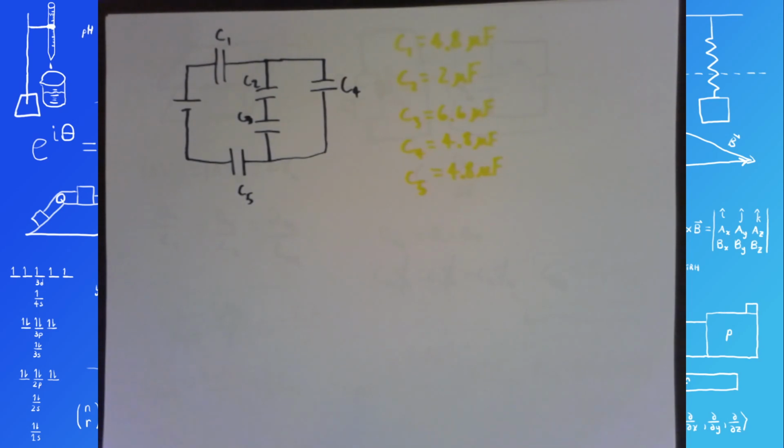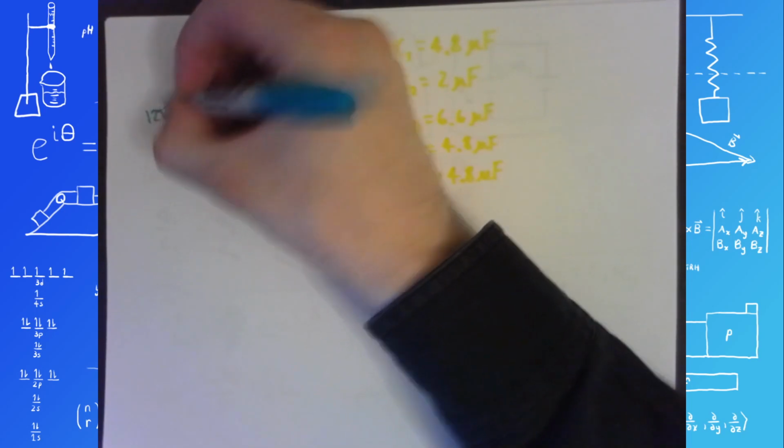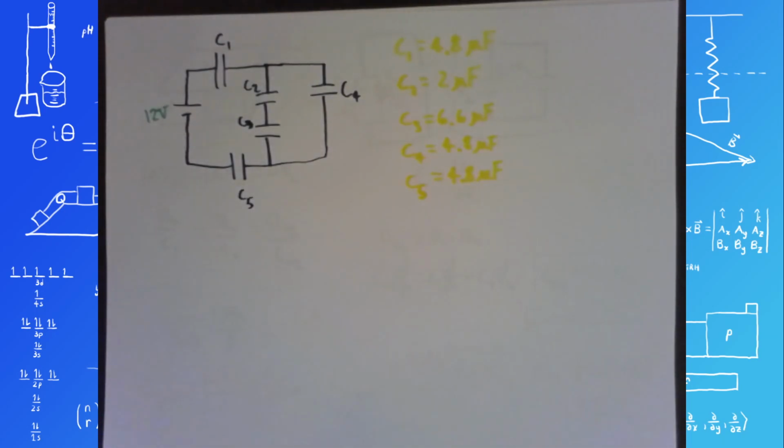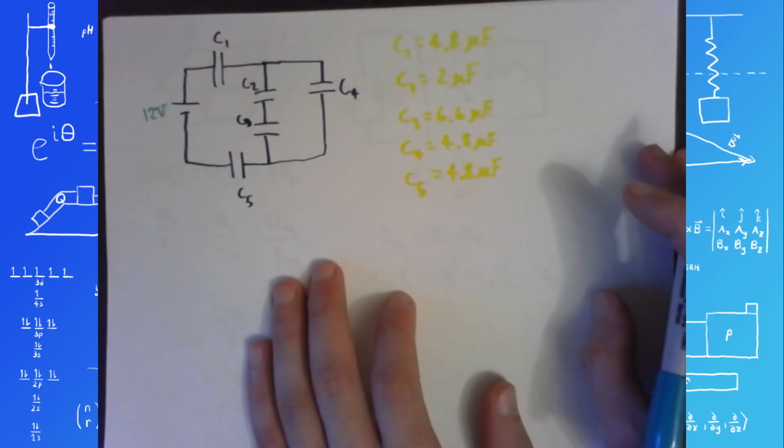Okay, so we want to find essentially the charges and the voltages on each of these. Oh, and I forgot to copy down the battery voltage is 12 volts. Battery voltage is 12 volts. Okay, let's see what we can do here.